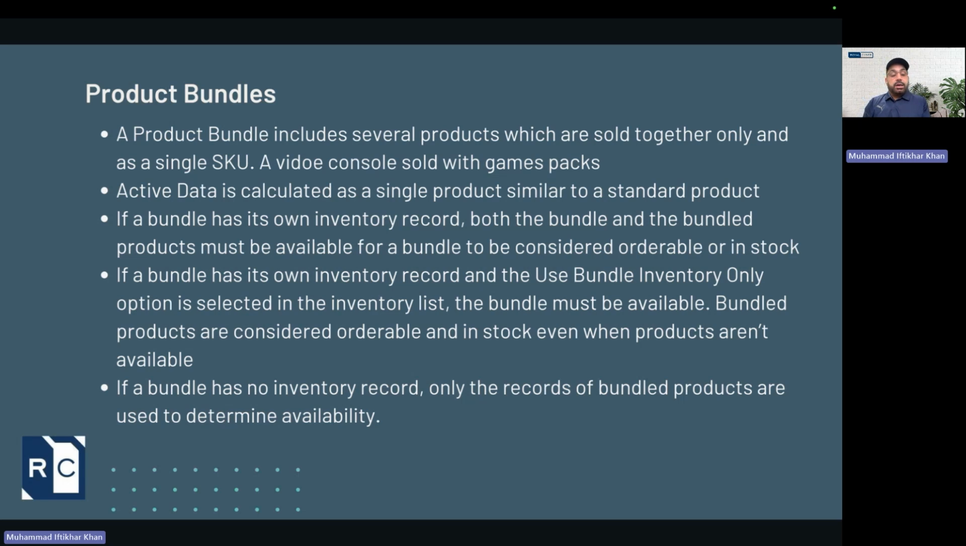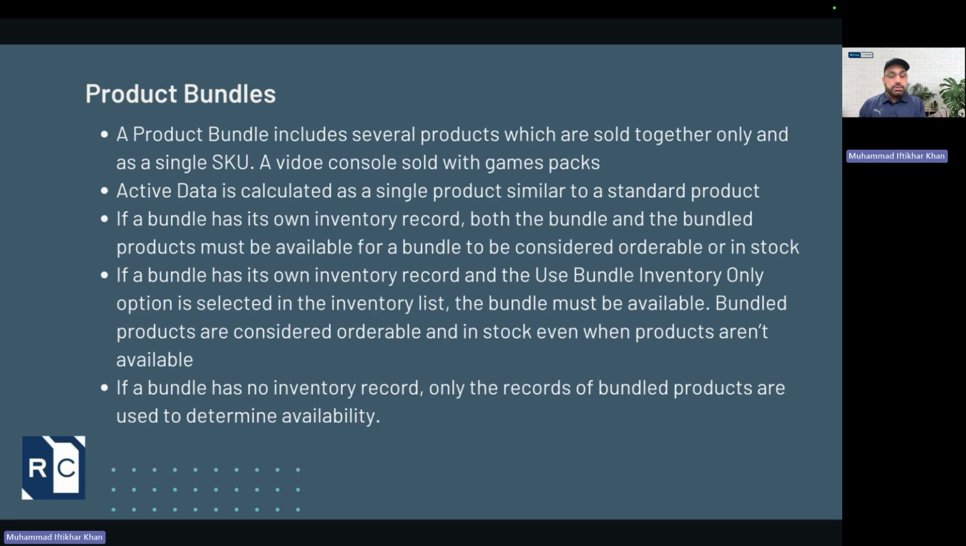The second is if a bundle has its own inventory record and the use bundle inventory only option is selected. This option is available in Business Manager when you define the inventory of the bundle. If you have checked that option, then only the bundle must be available. Bundled products are considered orderable and in stock even when the products are not available. So this is the second scenario of inventory consideration regarding the bundle product.